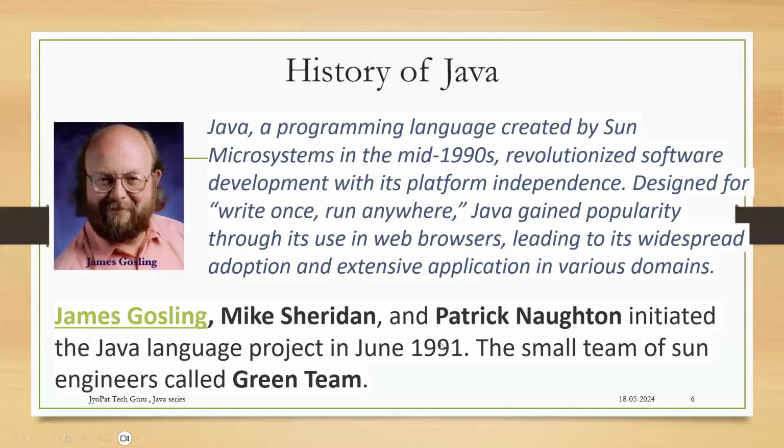History of Java. Java is a programming language created by Sun Microsystems in the mid 1990s, which revolutionized software development with platform independence. Earlier, there was always a problem in the technology, as applications were not getting executed on different platforms. The cross platform capability, the ability to run the application on different platforms, needed to be achieved, and this itself is implemented through Java.